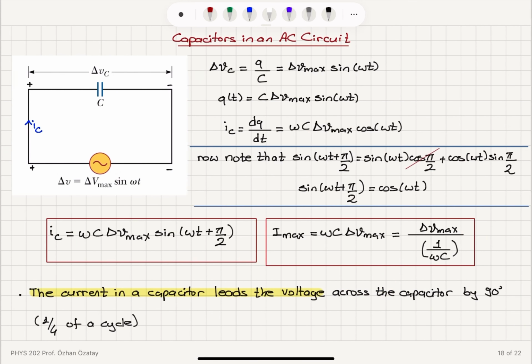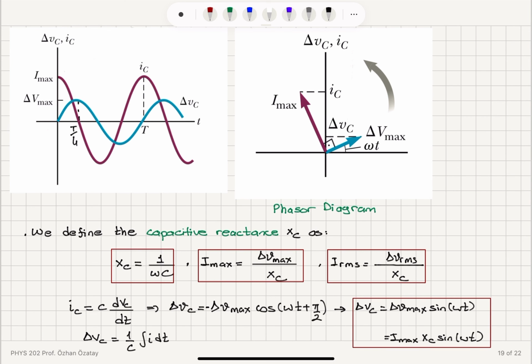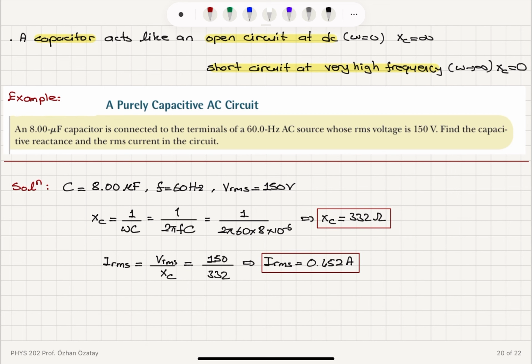This is going to become very important when we put a capacitor, inductor, and resistor together in an RLC circuit in order to figure out the overall behavior. Is it going to be more capacitive or more inductive behavior?